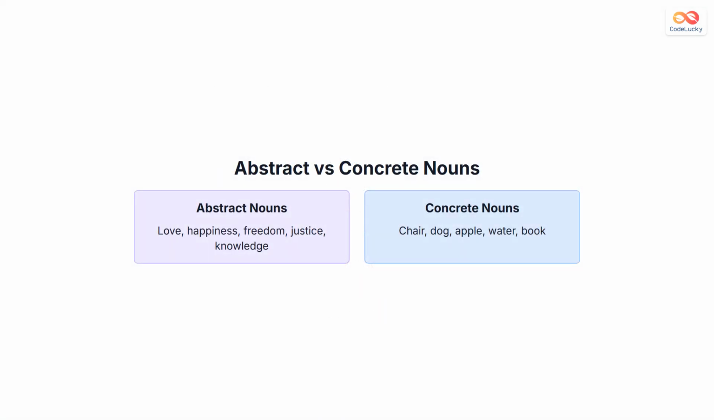Abstract nouns name things you cannot touch, like love, happiness, freedom, and knowledge. Concrete nouns name things you can touch or see, like chair, dog, apple, and water. It is important to know the difference to use nouns correctly.